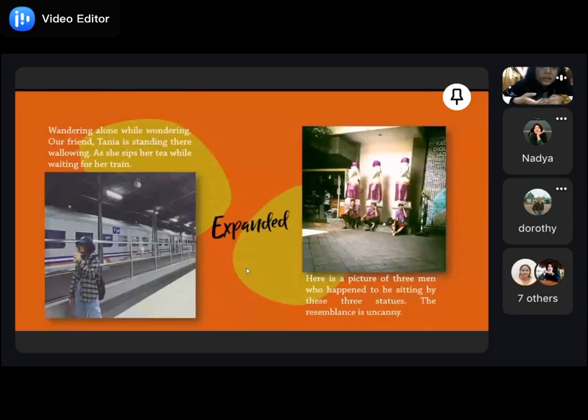For the next one, the second example, here's a picture of three men who happen to be sitting by these three statues. The resemblance is uncanny. As you can see how it happened, they just happened to sit there by these three statues who happen to look like them. Next one, please.